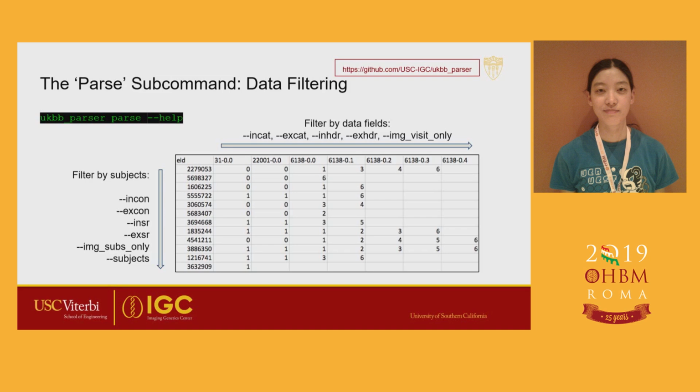To start with, the parse subcommand is going to do the bulk of the data filtering. There are ways that you can filter this giant data set either by row, or by subject, and on the other axis by data field or category as well. For example, if we look at the subjects, the first four are to filter by either ICD-10 condition or self-report.